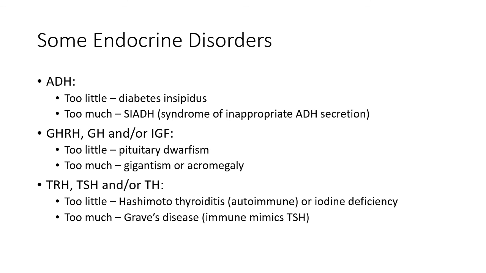In Hashimoto thyroiditis, the immune system attacks the thyroid gland. There's several different ways that can happen, but in one way or another, the immune system is recognizing the thyroid gland as foreign and attacking it. So it's progressively damaged as you get older. In iodine deficiency, you're not taking in enough iodine in your diet, and you need iodine to make thyroid hormone, so you're not able to make thyroid hormone without the iodine. Both of those would be hypothyroid disorders, where you end up with too little thyroid hormone.